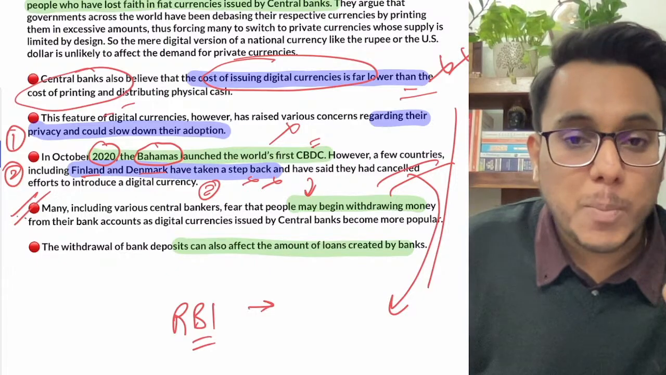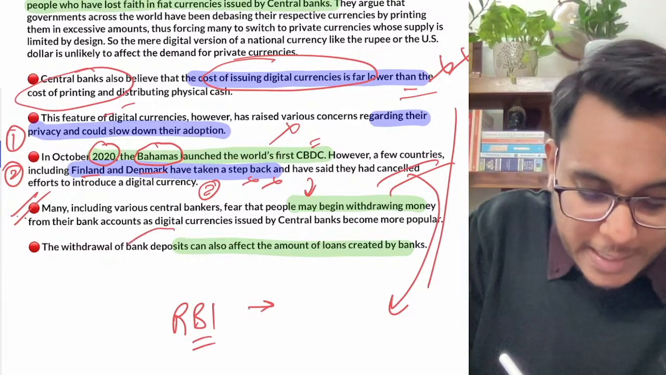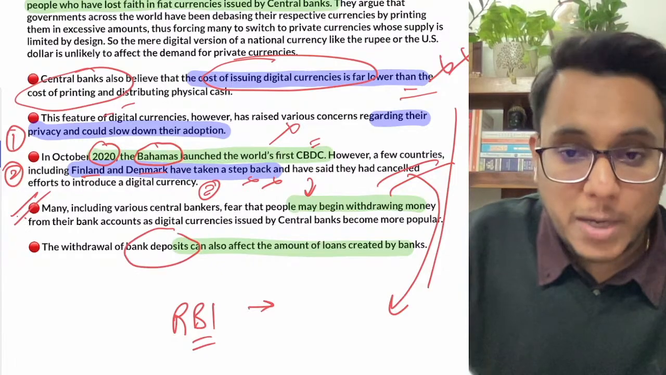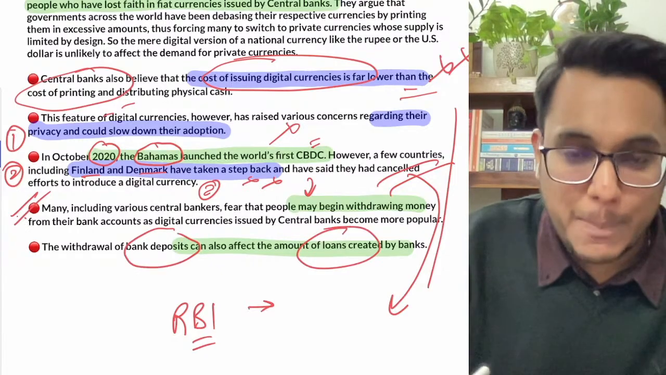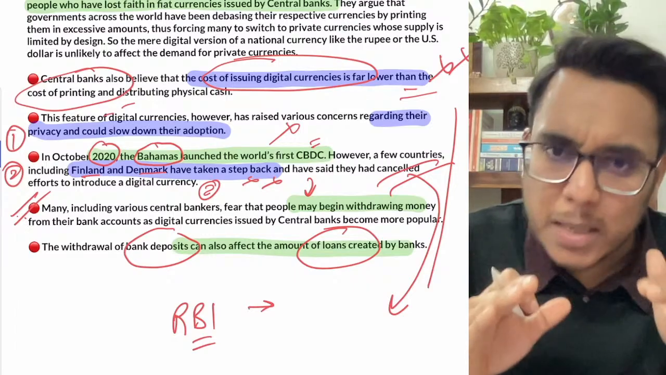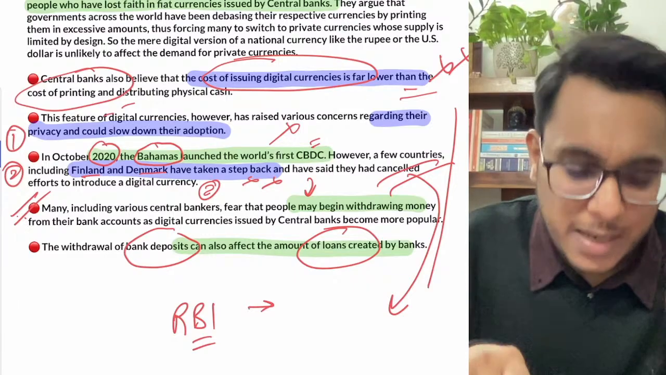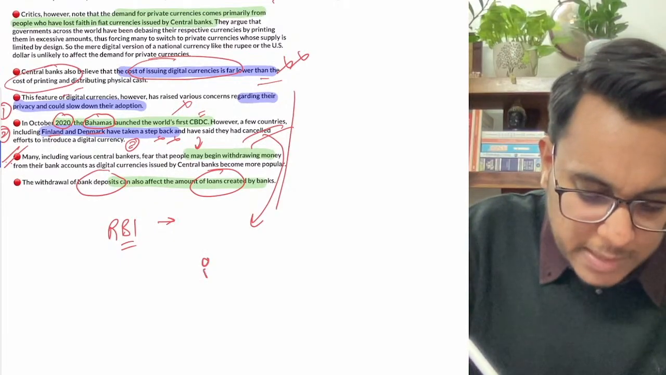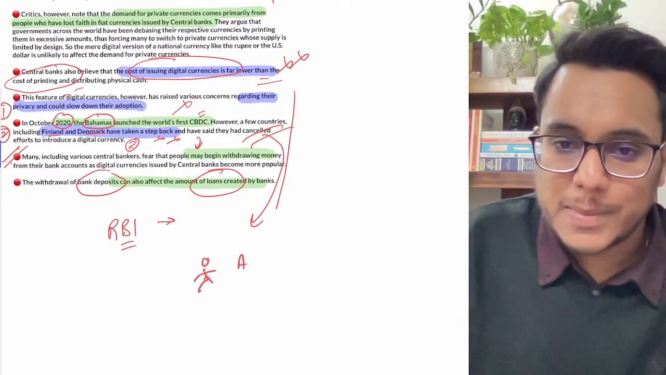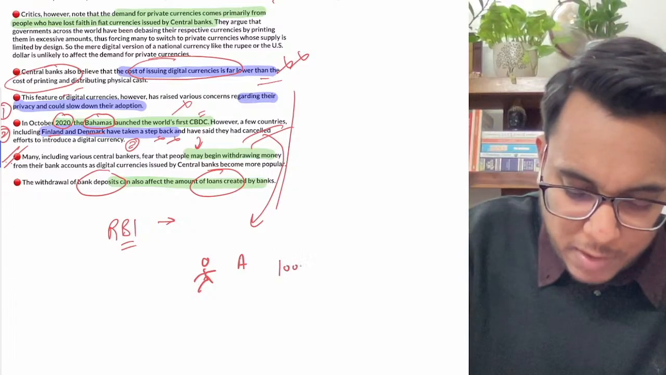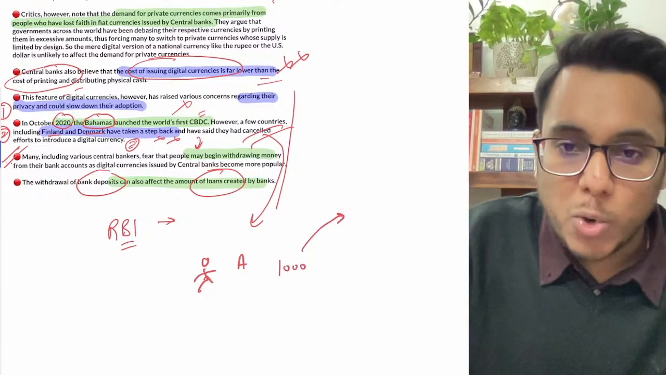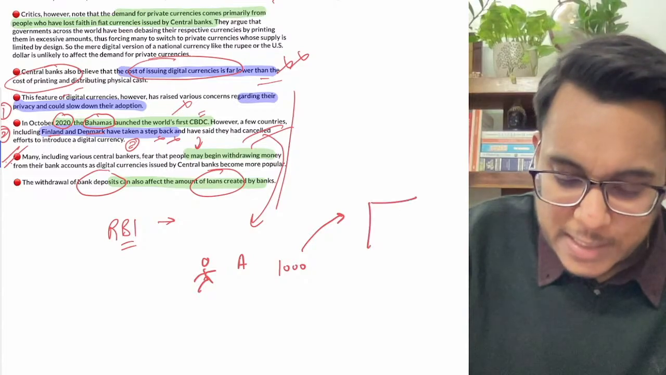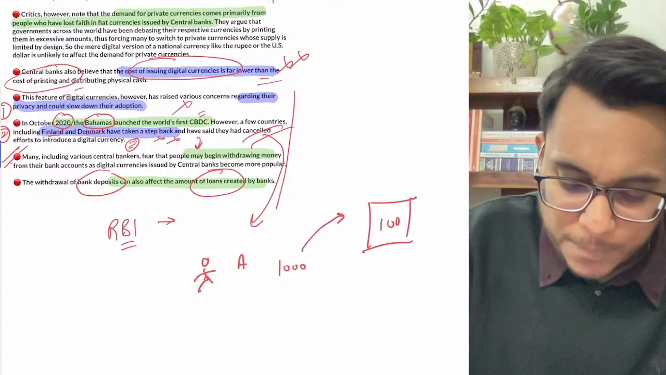Then guys, there will also be an impact on the loans that can be created by the bank. Now understand, this point is a little bit technical. I'll not say hard. Understand this particular point. See what happens: there is Mr. A. Now Mr. A, let's say, has 1000 rupees. Mr. A will go to the bank and deposit this 1000 rupees into the bank.